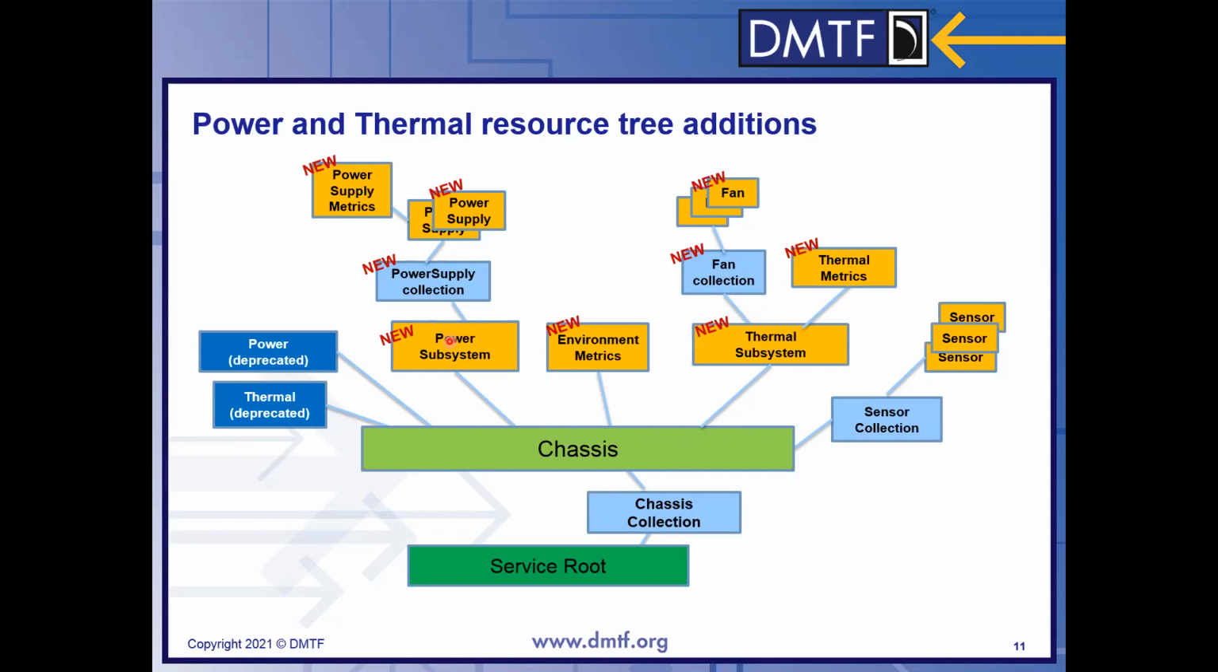On the power side, there's the power subsystem. Under there is the power supply collection. So here are the individual power supplies, and then each power supply has its own metrics resource. That environment metrics resource does also show up on the chassis. That's one of the first areas you would expect to find temperature sensors, humidity sensors. Very common to have those on a chassis. And remember, with the chassis containment model, this could be rack level sensors, just as a for instance.